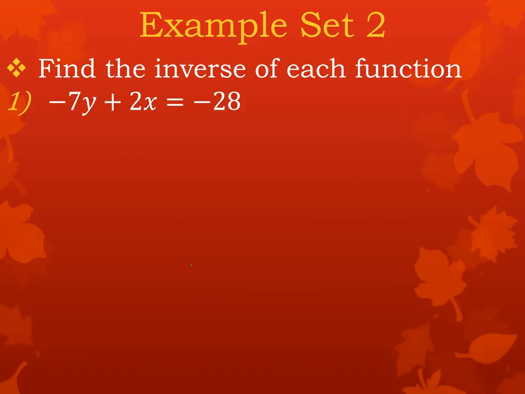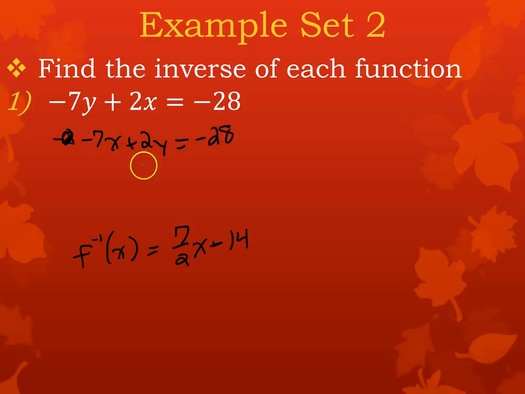So there is no f of x notation, but the concept still remains the same. You're going to interchange your x and y values, and then solve for your new y. So again, pause the video while you work that one out. And you should be finding that your inverse function for this will be 7/2 of x minus 14. Again, you would start by rewriting as negative 7x plus 2y equals negative 28, and then rearranging to solve for y.